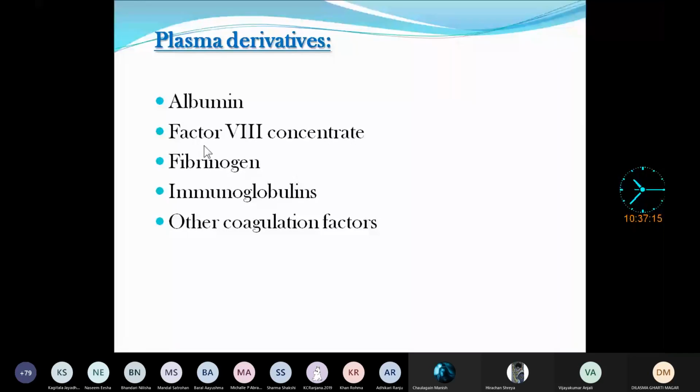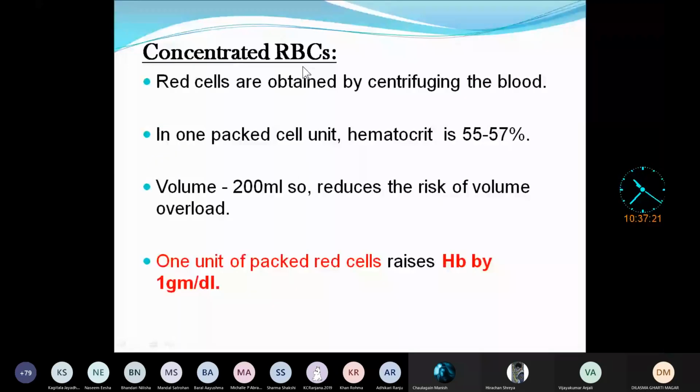Now we'll talk about the concentrated RBCs. Here the red cells are obtained by centrifuging the blood. This I already showed you. Red cells are obtained by centrifuging the blood, means whatever blood is collected in the blood bag, we will spin that blood bag. Then the RBCs will settle down at the bottom, and whenever we remove the plasma, it becomes the red cell or the concentrated RBCs.